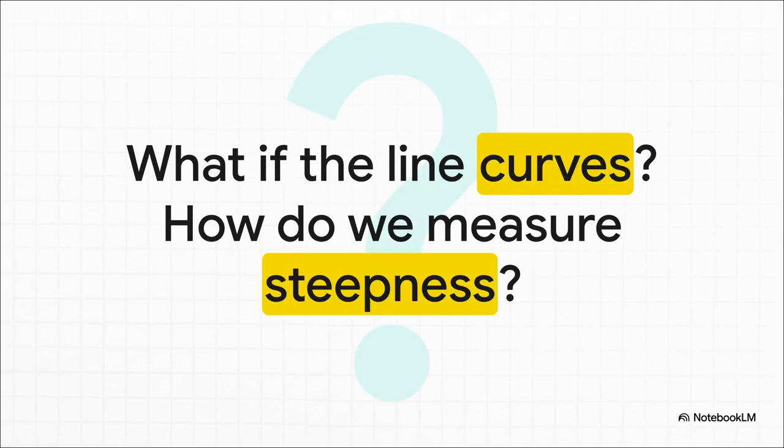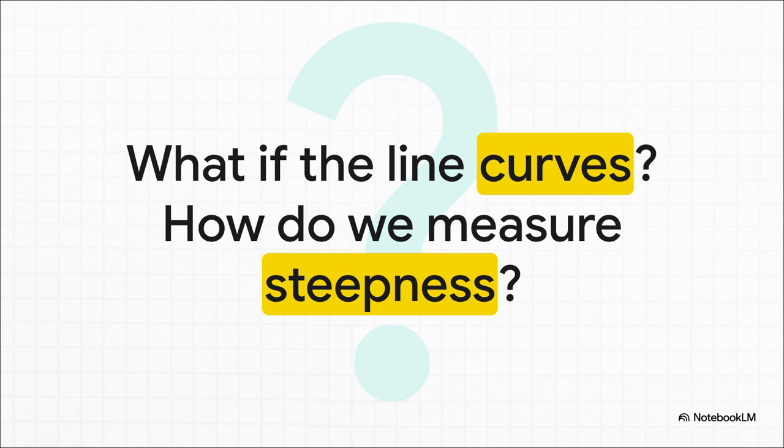But let's be real. The world is full of curves. Things like population growth, the speed of a car, the value of an investment, they almost never move in perfectly straight lines. So, here's the million-dollar question. How do you measure the steepness of a curve? I mean, if it's constantly changing, how do you pin down its rate of change at one specific single instant? And yeah, our basic toolkit, it just can't do it.